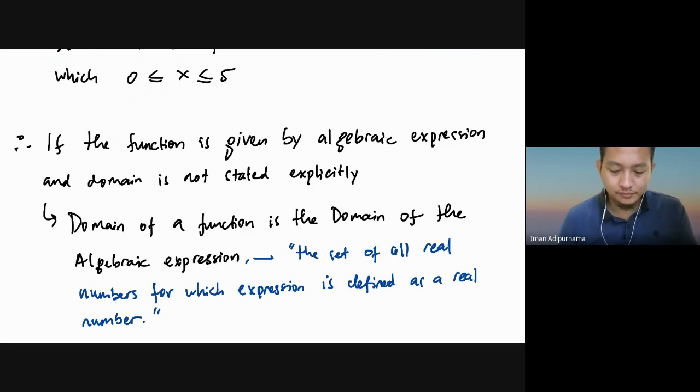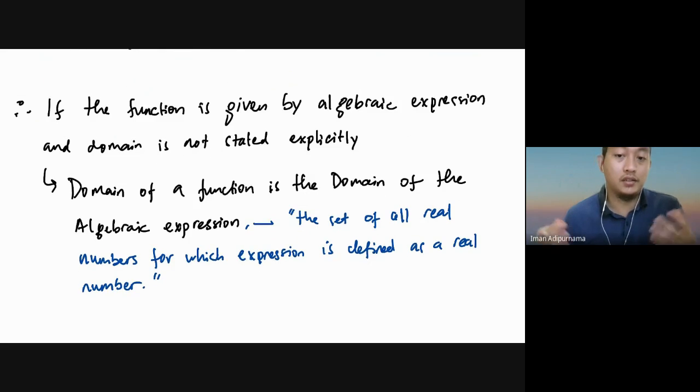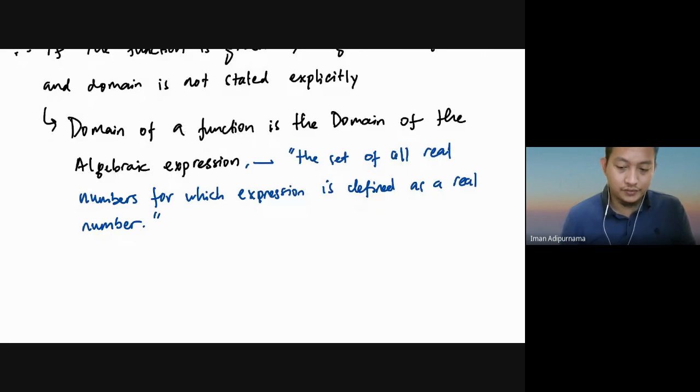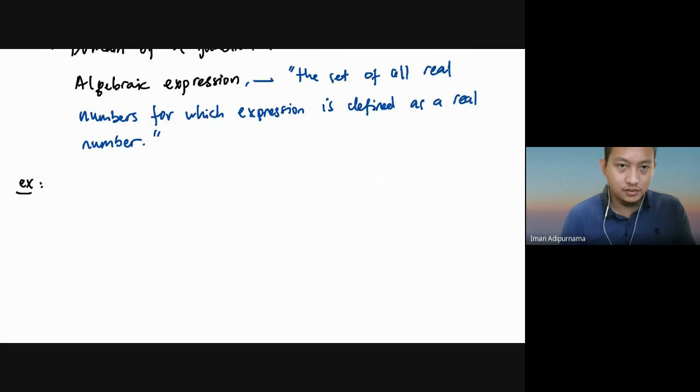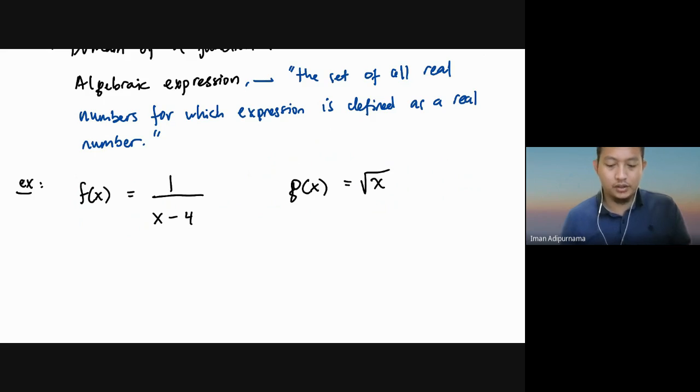Okay. So we can state the domain explicitly, like we can restrict which the domain will be. But if it's not stated explicitly, we need to find which domain the function has. For example, look at the function f and function g. Look at these two functions here.